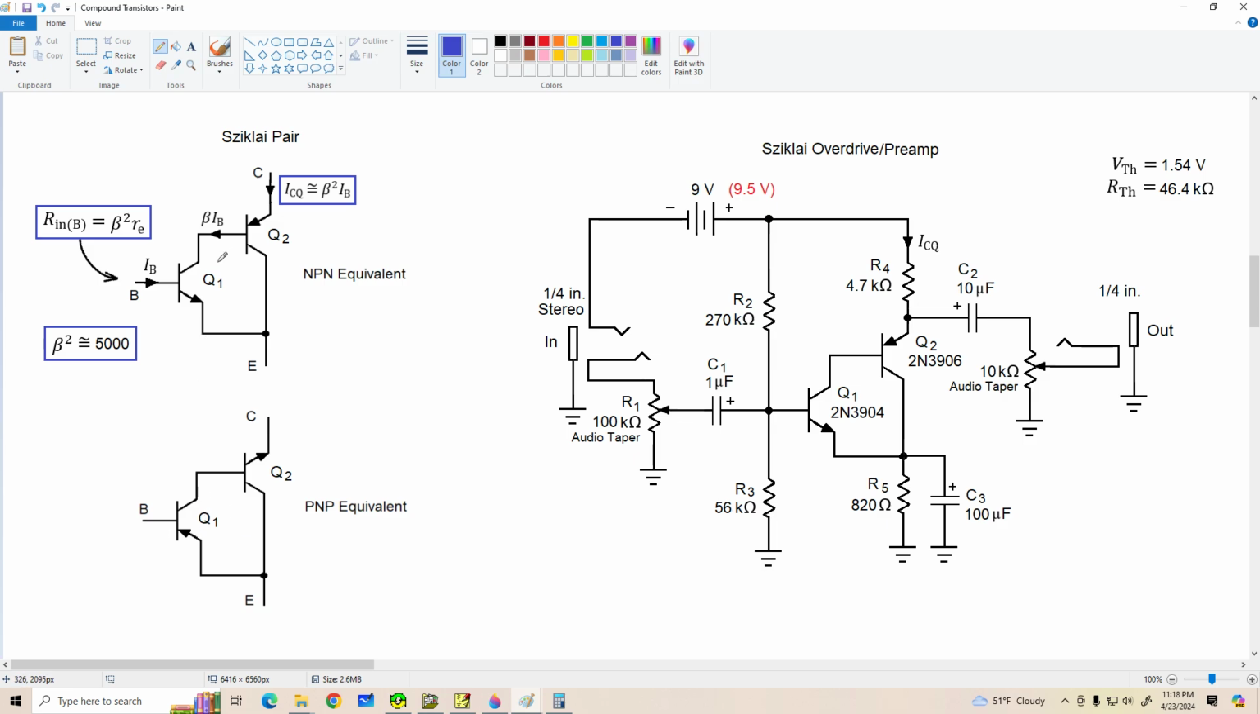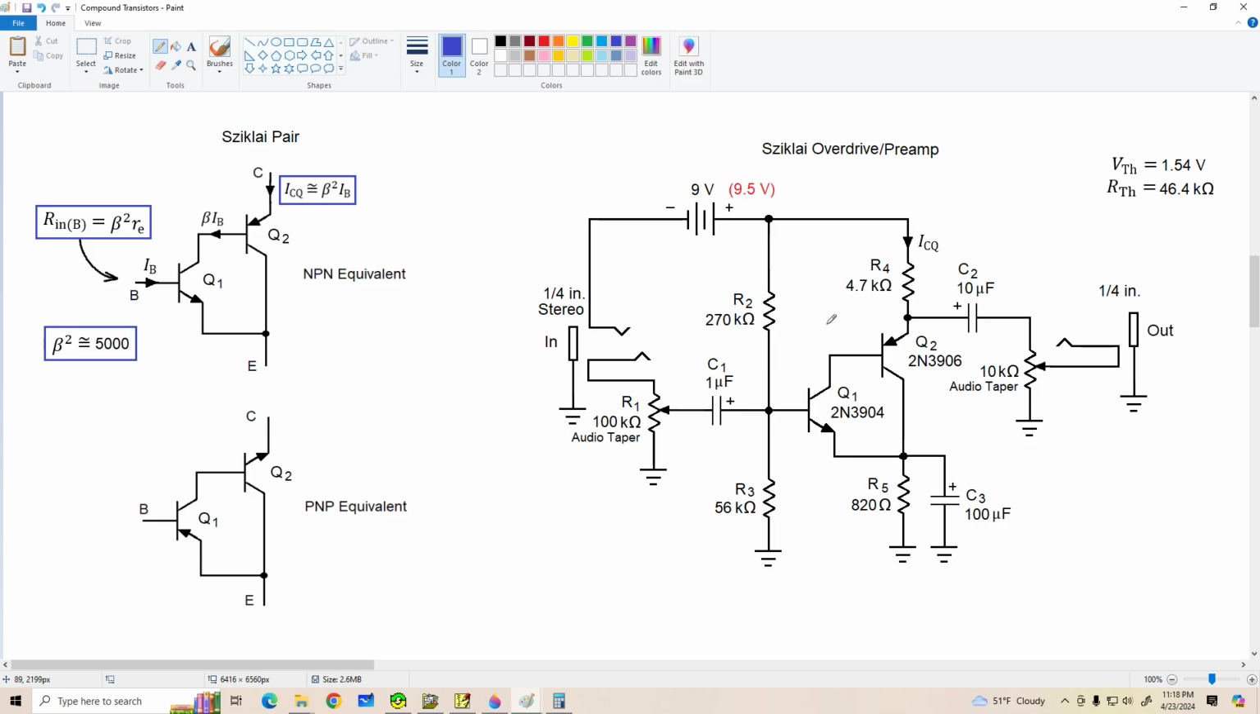It's pretty easy to see what the current gain or beta of these transistors is. If we've got an IB flowing into Q1, we get beta times that in its collector, and that forms the base current for Q2. So the overall collector current is beta squared times IB, just like it is for a Darlington. So generally, we're going to assume that beta squared is about 5,000 for the average Sziklai transistor as well.